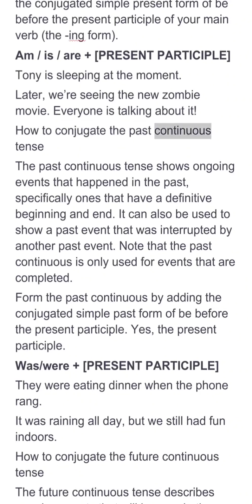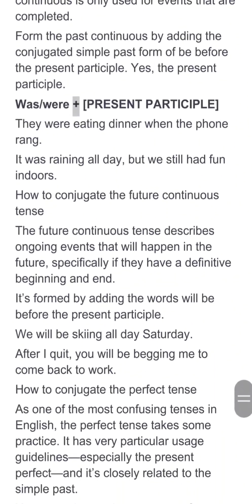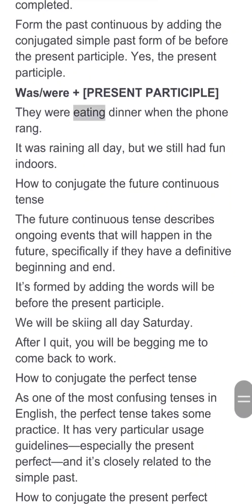How to conjugate the past continuous tense. The past continuous tense shows ongoing events that happened in the past, specifically ones that have a definitive beginning and end. It can also be used to show a past event that was interrupted by another past event. Note that the past continuous is only used for events that are completed. Form the past continuous by adding the conjugated simple past form of be before the present participle. Yes, the present participle. Was or were, plus present participle. They were eating dinner when the phone rang. It was raining all day, but we still had fun indoors.